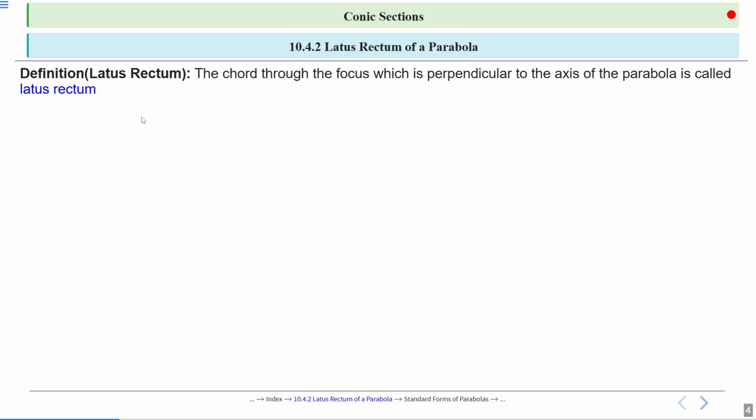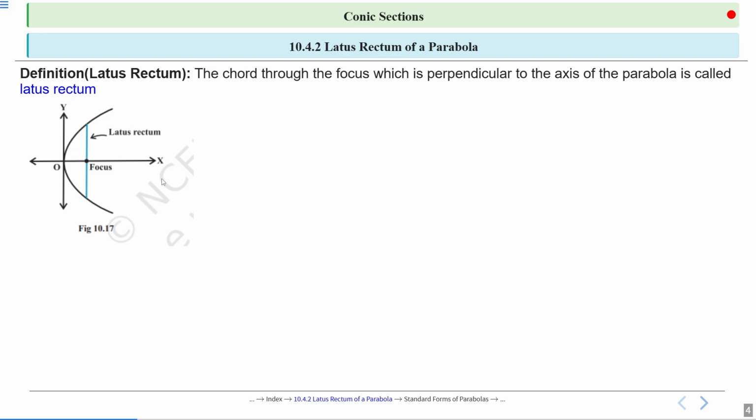First, we will discuss the definition of latus rectum. We have studied focal chord in our previous lecture. A focal chord is a chord which passes through the focus point. The latus rectum is one type of focal chord which passes through the focus and is perpendicular to the axis of the parabola. So the chord through the focus which is perpendicular to the axis of the parabola is called the latus rectum. Clear?